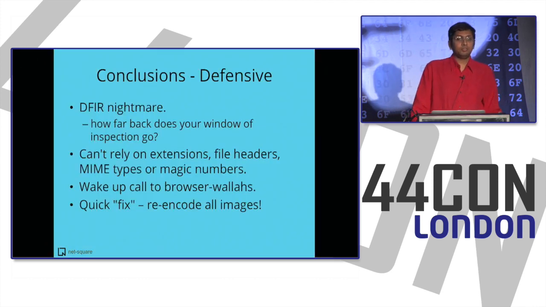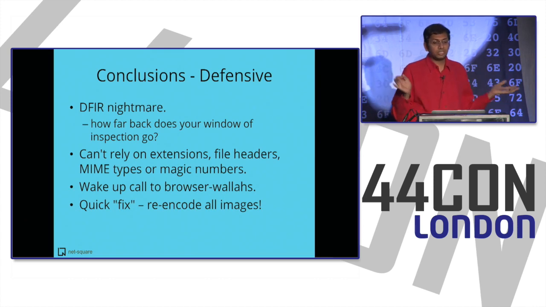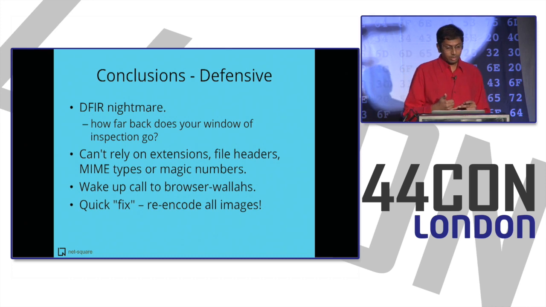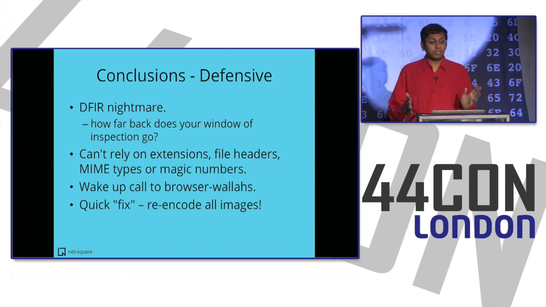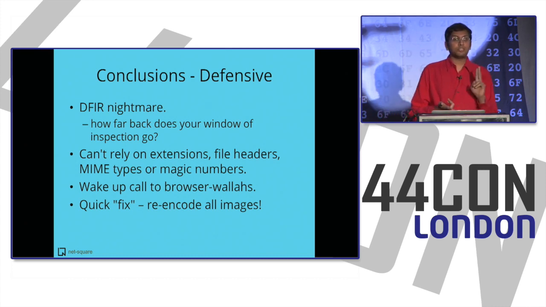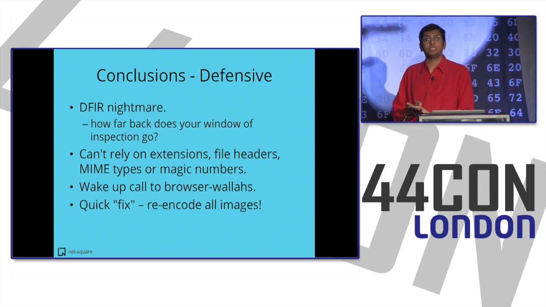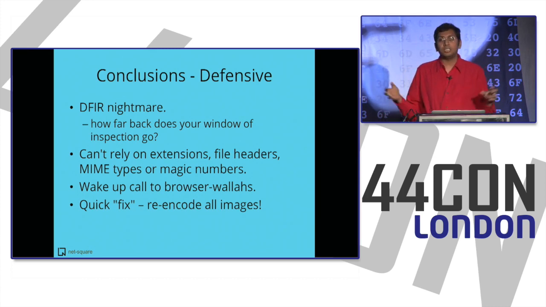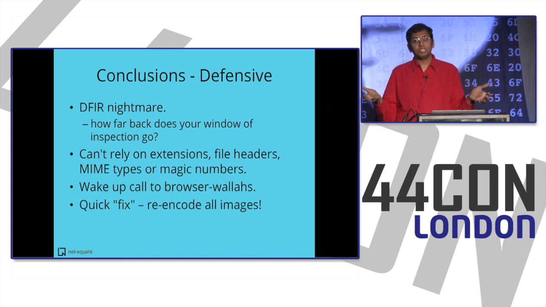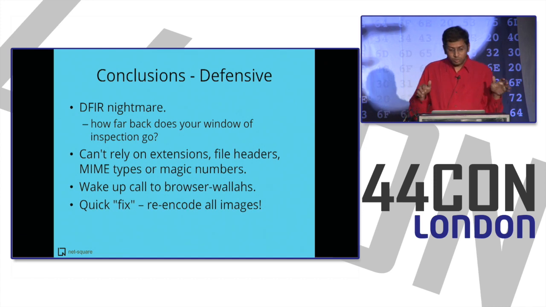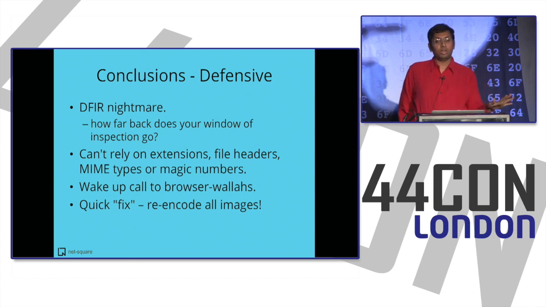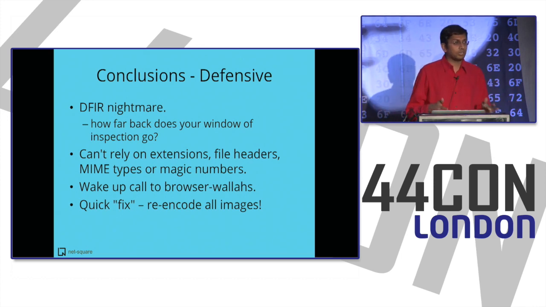As far as the defensive spectrum goes, this is an incident response nightmare. How far back does your window of inspection go? To prove a point again, we cannot rely on extensions, file headers, mime types, magic numbers, signatures, or all this snake oil that we're using to detect offensive stuff coming at us with these boxes with blinking lights on it. We really need to apply different methods of detection, build in browser security at a core level, like compartmentalize a browser like a kernel is.